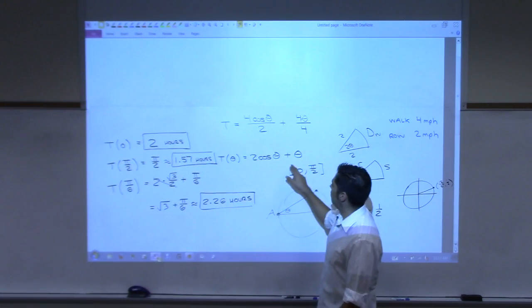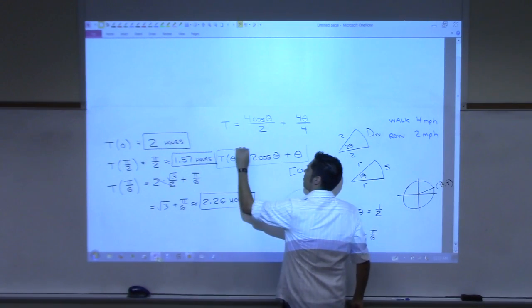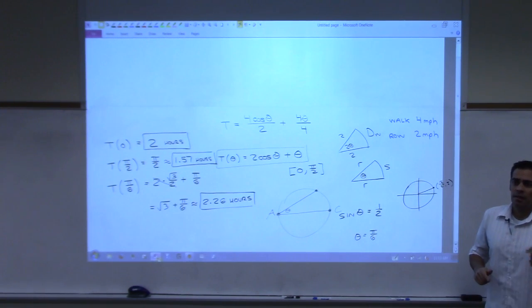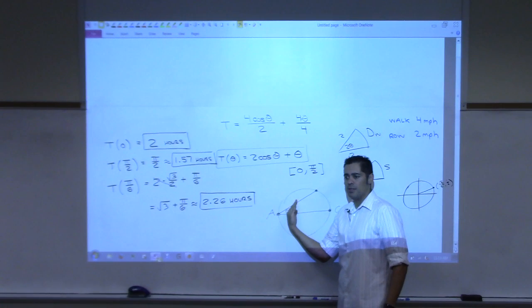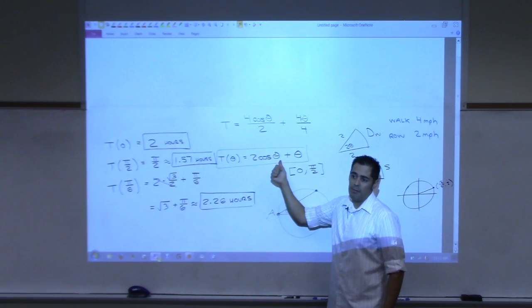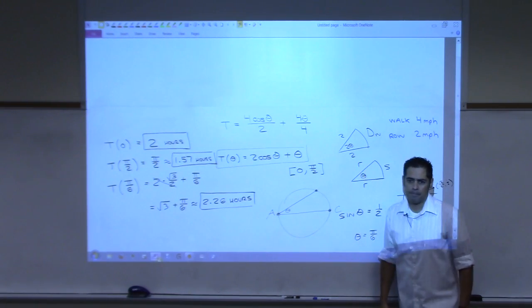This function right here tells you exactly how much time it will take her as a function of theta. If you give me theta, you tell me what angle this is, and this is going to spit out how much time it's going to take her. And then we just found the minimum of that function by doing its derivative and all that.